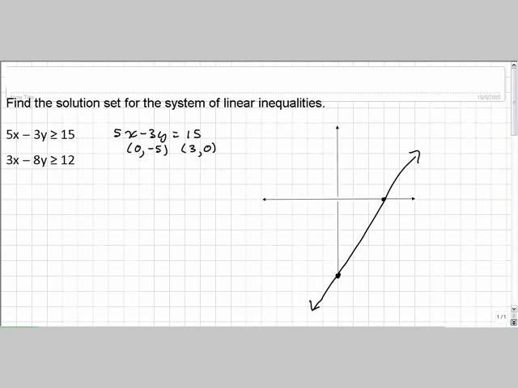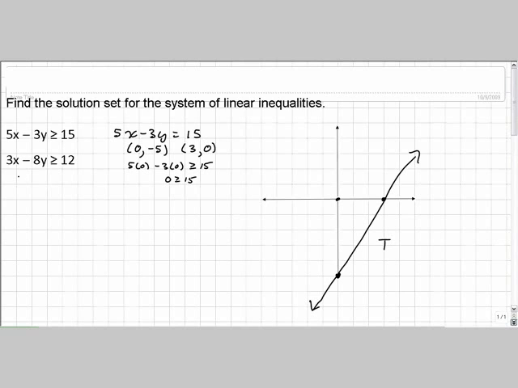Now we're going to test to see whether this inequality is true above or below the line. If I use the test point (0, 0), which is not on the line, in this inequality, I get 5 times 0 minus 3 times 0 greater than or equal to 15. 0 greater than or equal to 15 is false. That means that we're looking below this line, in this region here. I'm just going to mark that with a T for true for now, because we also have to graph the other inequality. So let's look at the other inequality.